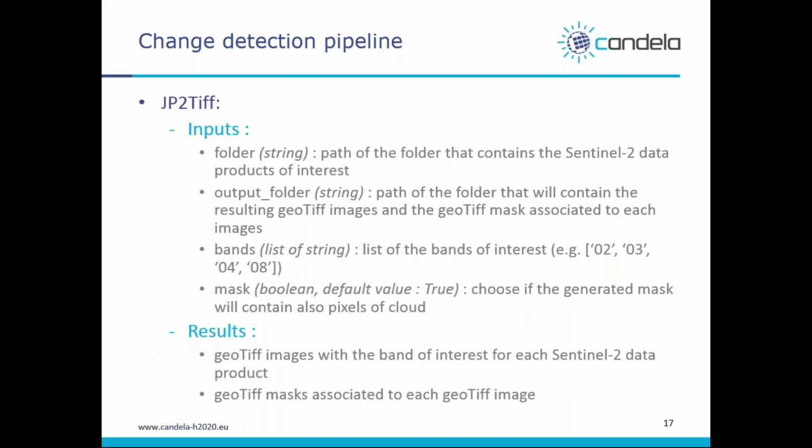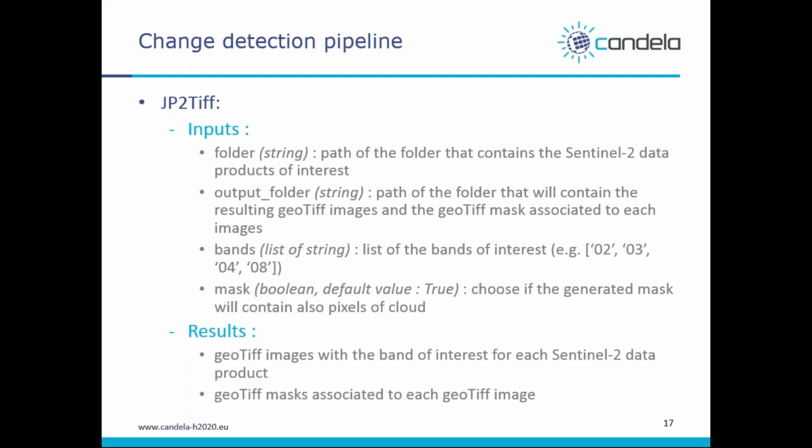So now I'm going to give a quick overview of the inputs and outputs of each module. So the JPEG-to-TIFF module takes as inputs principally a folder, which is the path containing a set of different Sentinel-2 raw products, and an output folder, which is the folder in which the resulting GeoTIFF are going to be written.